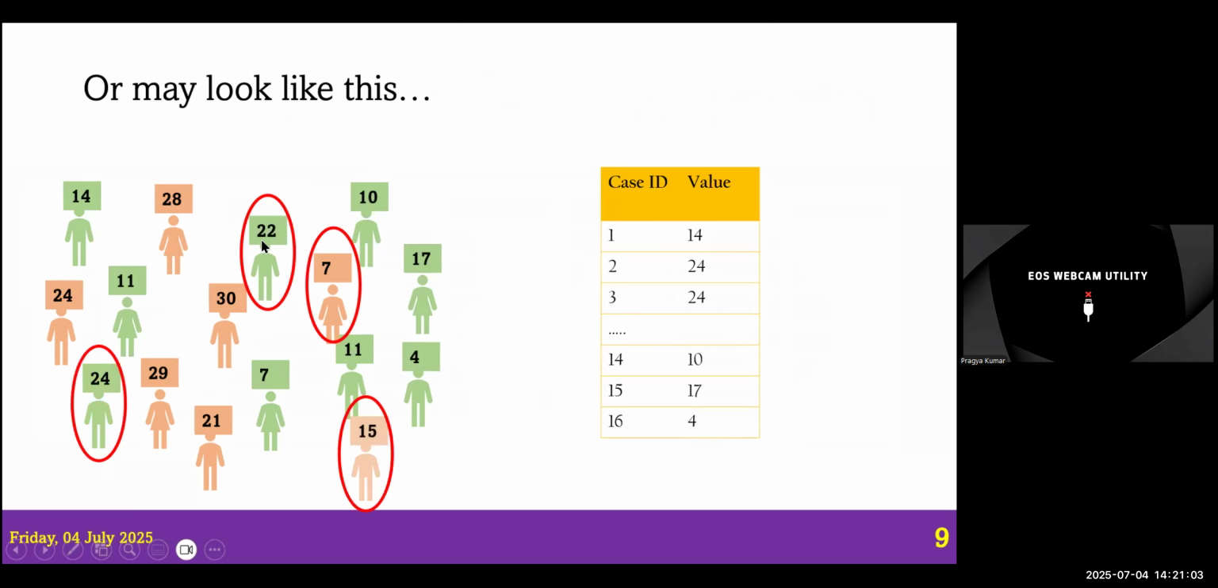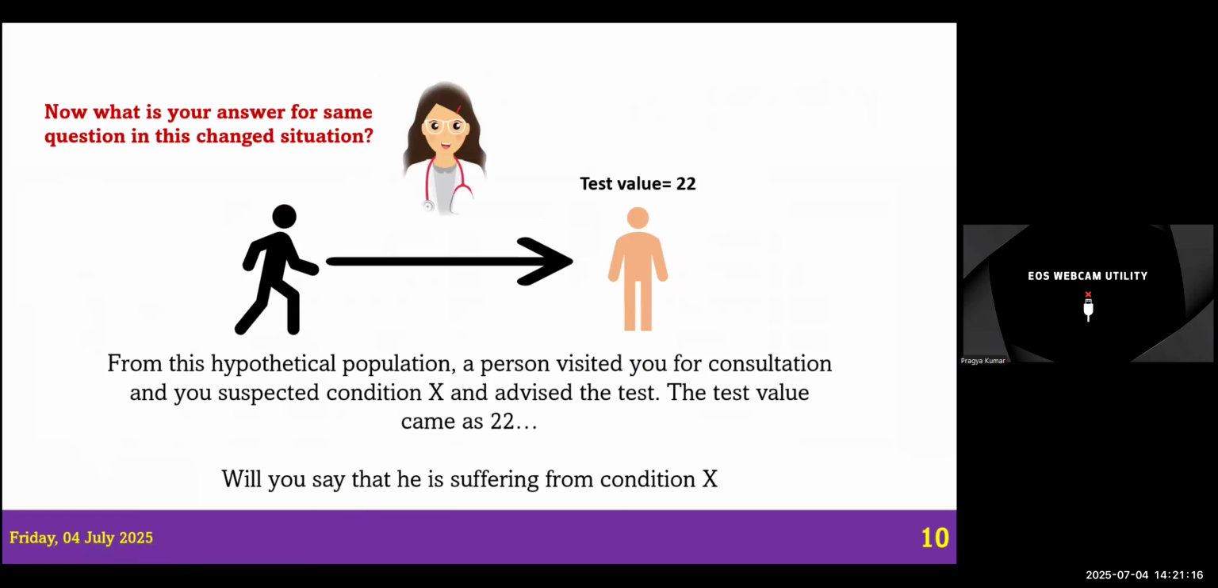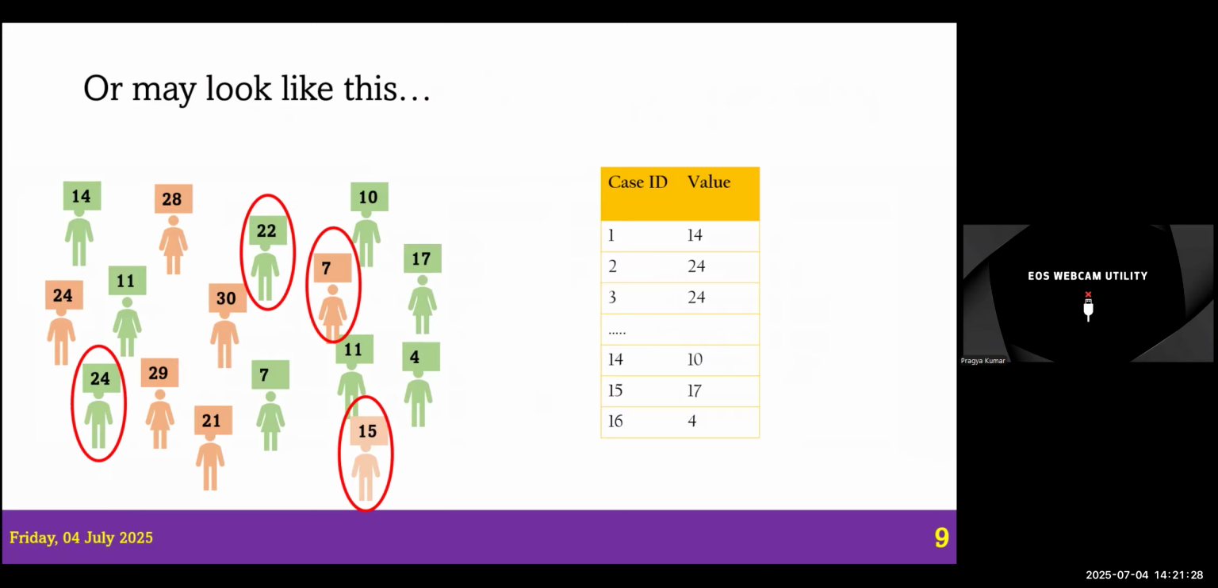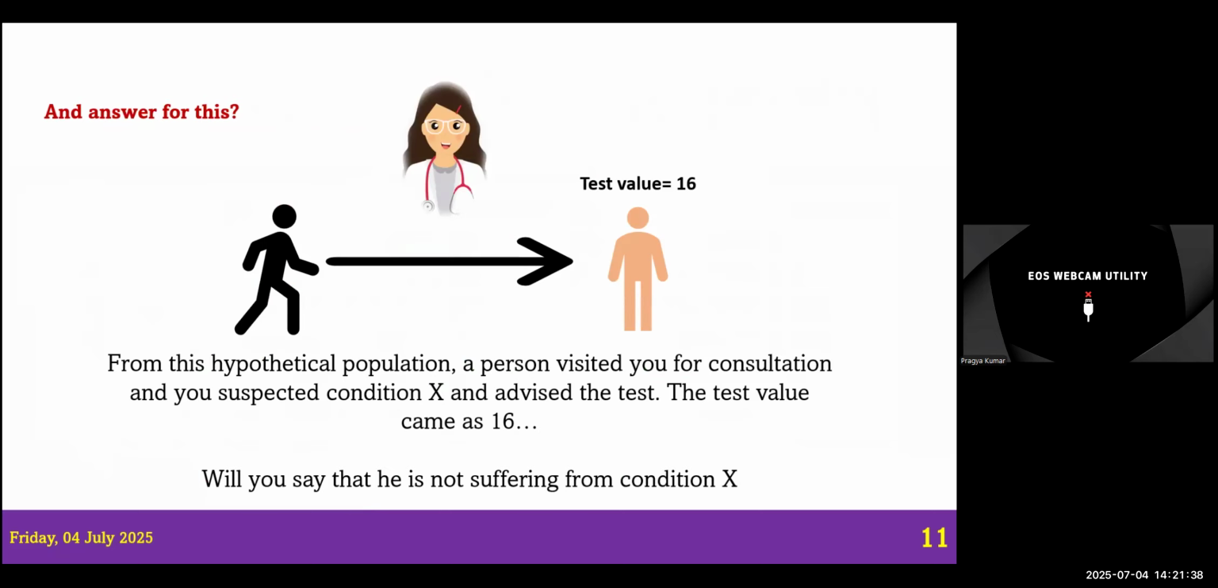So now, again, if I see more people, there is a diseased person where the value is 15, and there's a healthy person where the value is 24. Can I say with confidence, if a person again comes to me in the clinic with the same situation, that if he has a value of 22, he is suffering from the disease? No, I cannot say, because even if the person has a value of 24, in this case he is not suffering from the disease. So now I cannot say with confidence that you are suffering from disease.